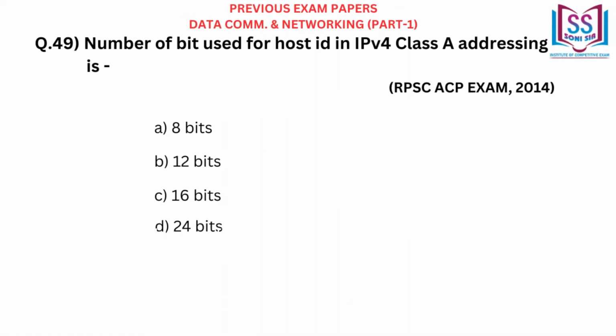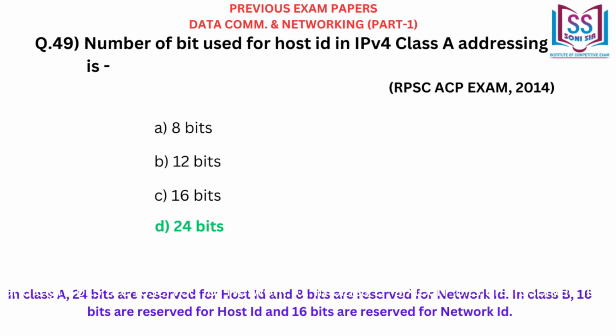Number of bits used for host ID in IPv4 class A addressing is A. 8 bits. B. 12 bits. C. 16 bits. D. 24 bits. Correct answer D. 24 bits. In class A, 24 bits are reserved for host ID and 8 bits are reserved for network ID. In class B, 16 bits are reserved for host ID and 16 bits are reserved for network ID.